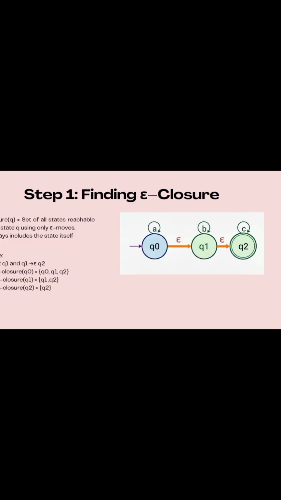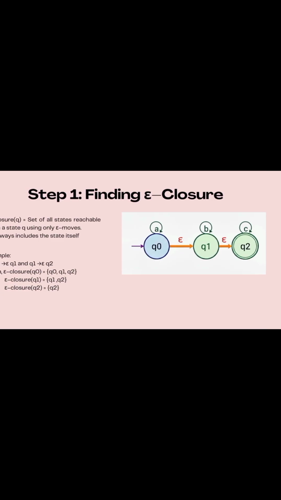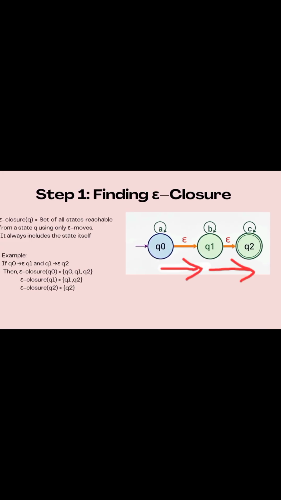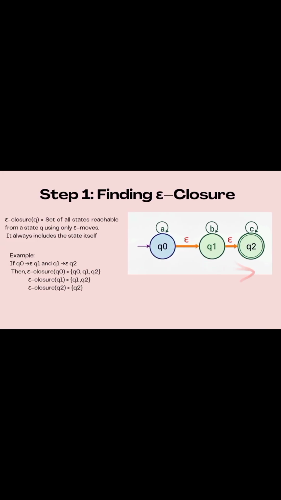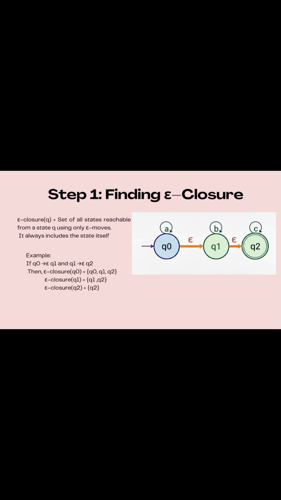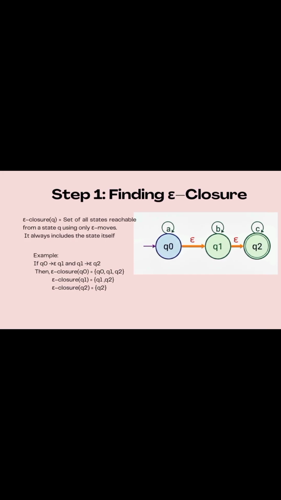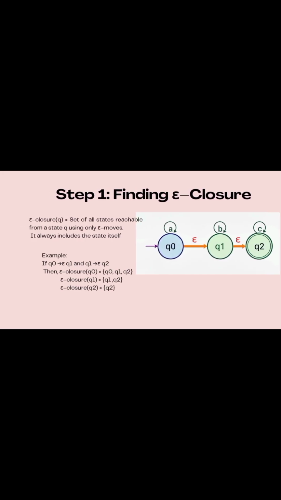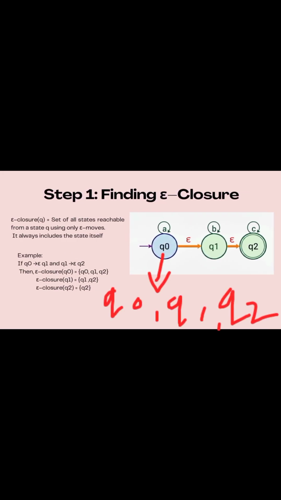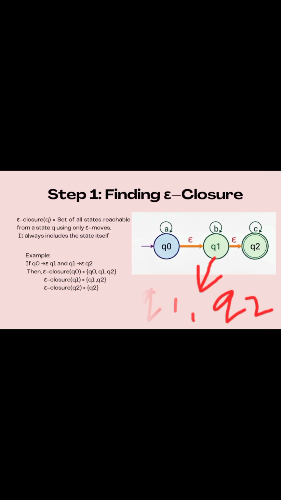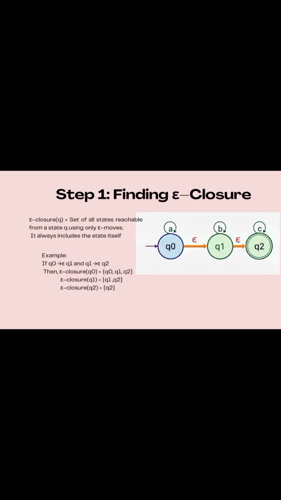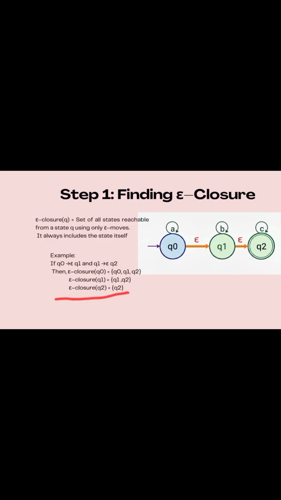In the first step, we find the epsilon closure of each state. The epsilon closure includes the state itself and all states reachable from it using only epsilon moves. As you can see in the image, it's an example. Q0, by taking the transition epsilon, moves to Q1, and Q1, by taking an epsilon transition, moves to Q2. So the epsilon closure of Q0 is Q0, Q1 and Q2, the epsilon closure of Q1 is Q1 and Q2, and the epsilon closure of Q2 is Q2. As I told you, the epsilon closure includes the state itself, so that's why the epsilon closure of Q2 equals Q2.